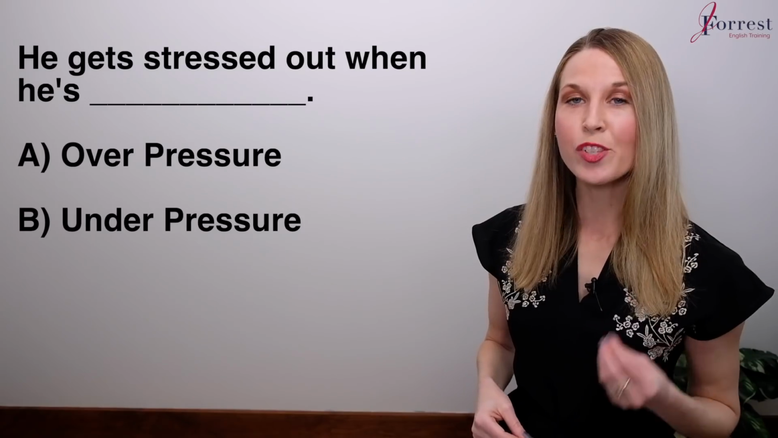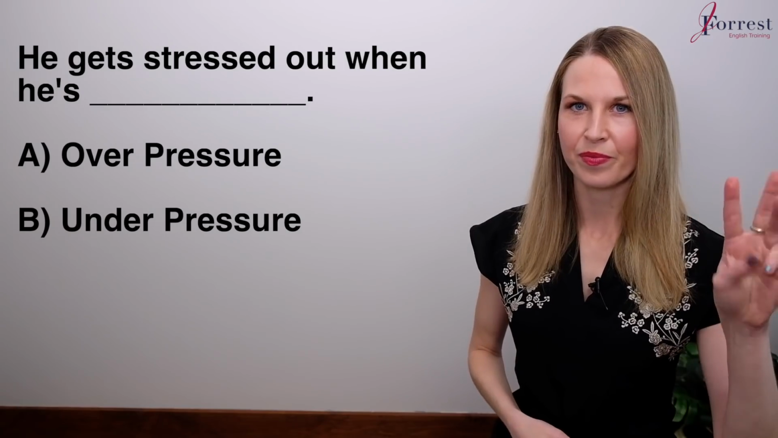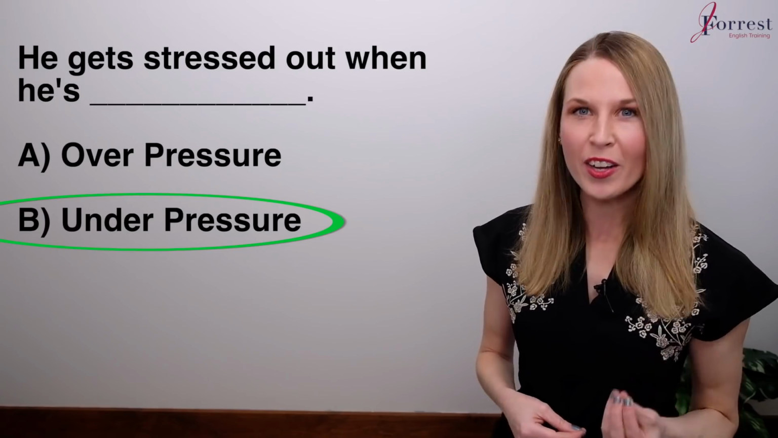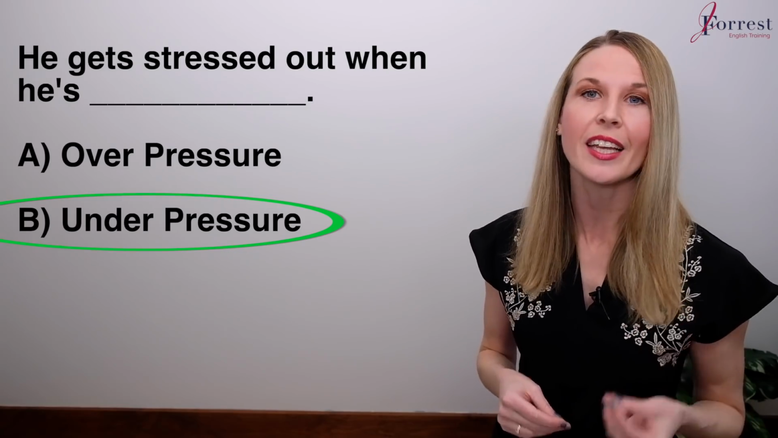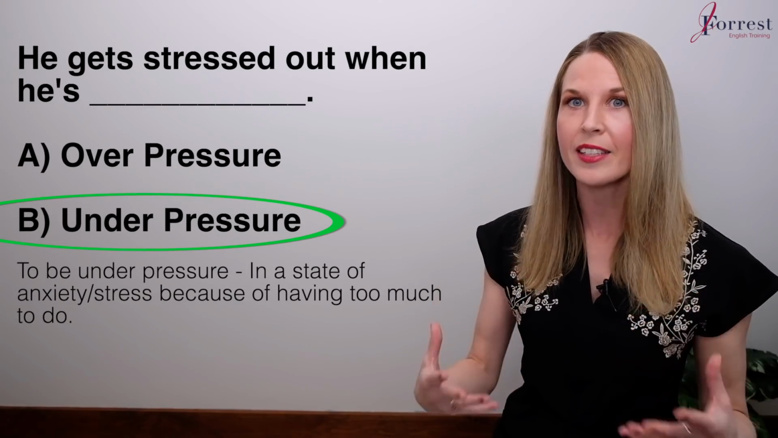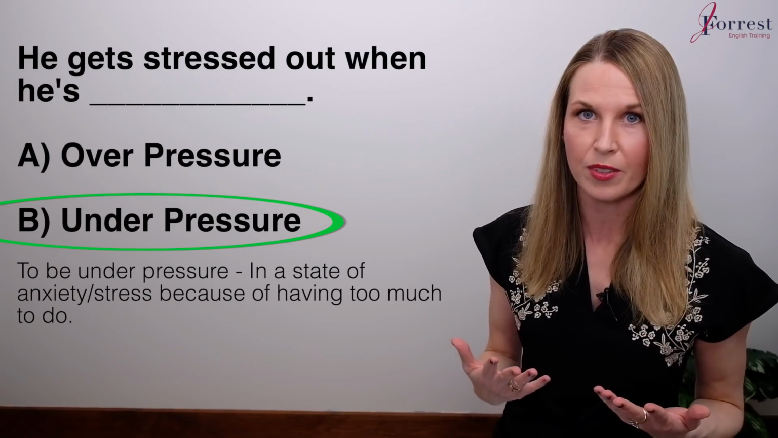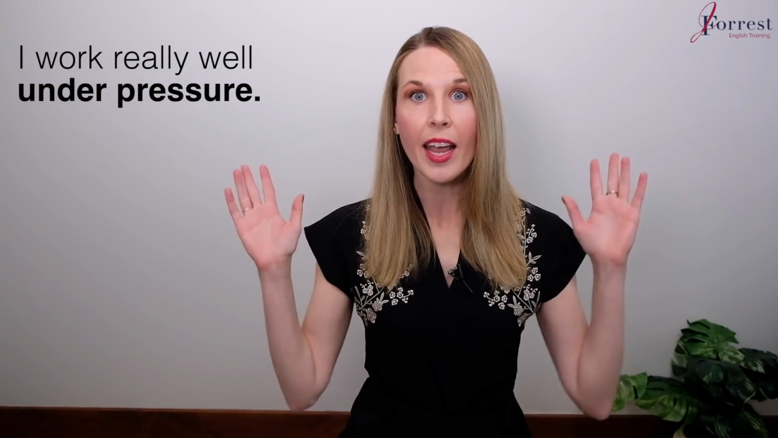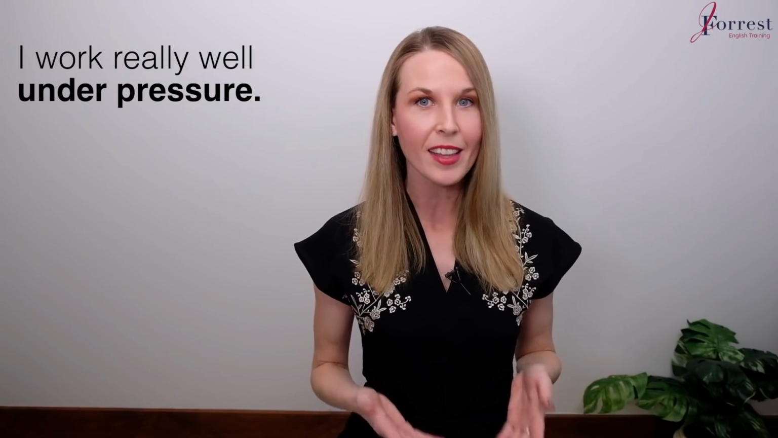Number 9. He gets stressed out when he's A or B? The correct answer has to be B, under pressure, because over pressure is the wrong preposition. The preposition you need is under pressure, to be under pressure. And that's simply when you have a lot of work and you're feeling overwhelmed, you're feeling anxious, you're feeling stressed out. You can use this positively and say, I work really well under pressure. So when I have a lot of work, I actually perform better, not worse. I work really well under pressure.